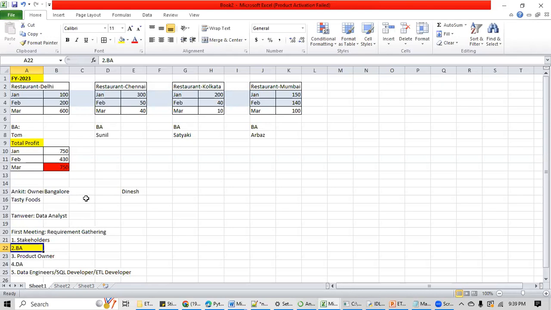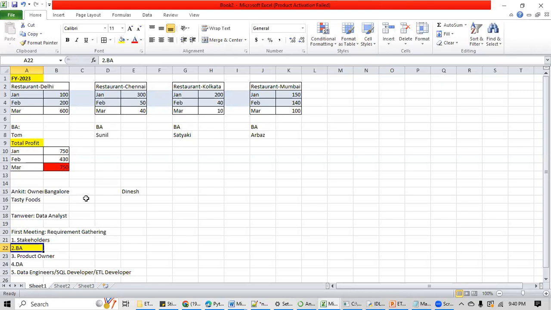For example, here the data sources are the different regions, that is Delhi, Chennai, Kolkata, and Mumbai. Then we have to understand from Ankit who the individual people at these regions are who are handling this data, so that we can coordinate with that particular team and fetch the raw data from their side. Based on that, we start creating the wireframes as per the stakeholder requirement and take it forward from there.